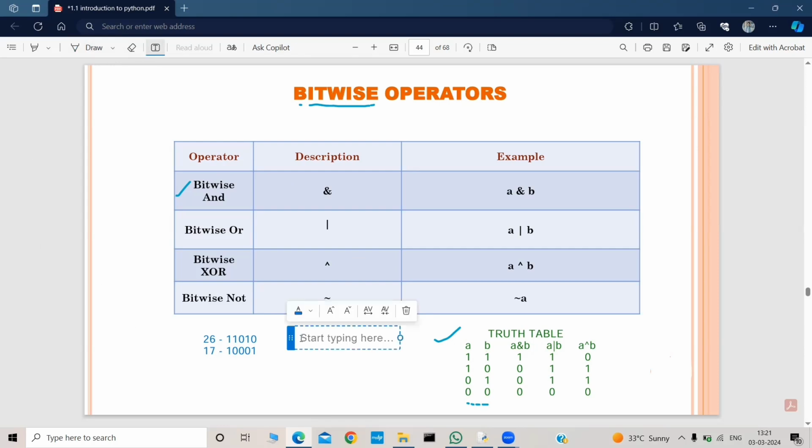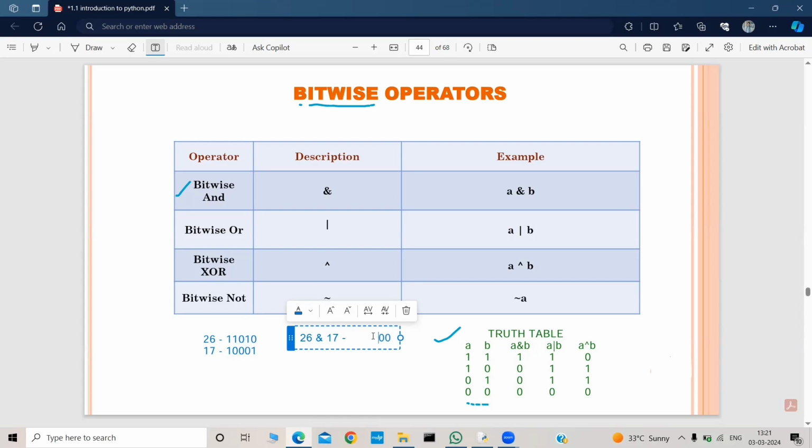Okay, let us do 26 and 17 first. We need to start from the least significant bit and go till the most significant bit. Okay, 0 and 1. 0 and 1 was 0. And 1 and 0, that was also 0.